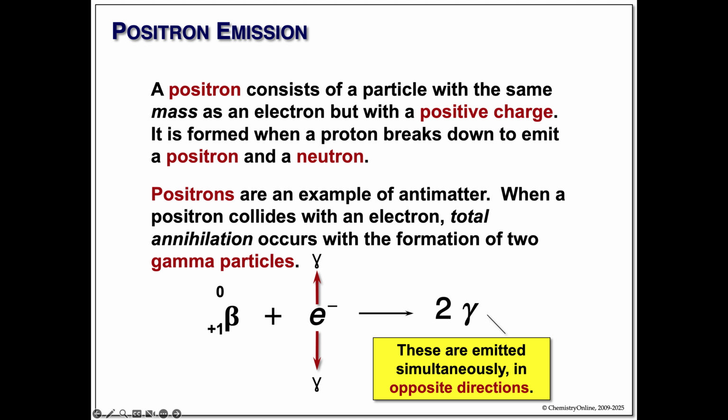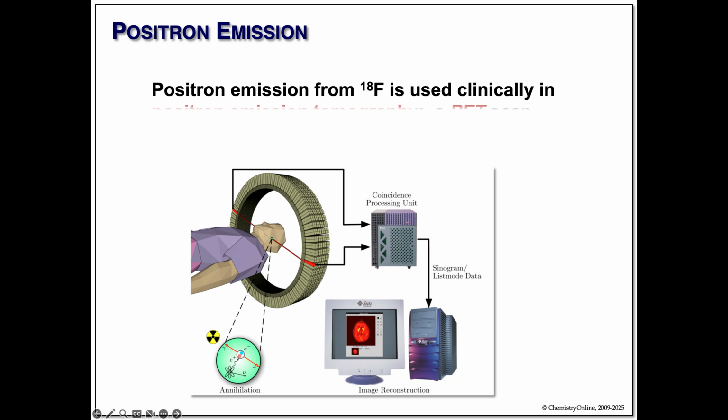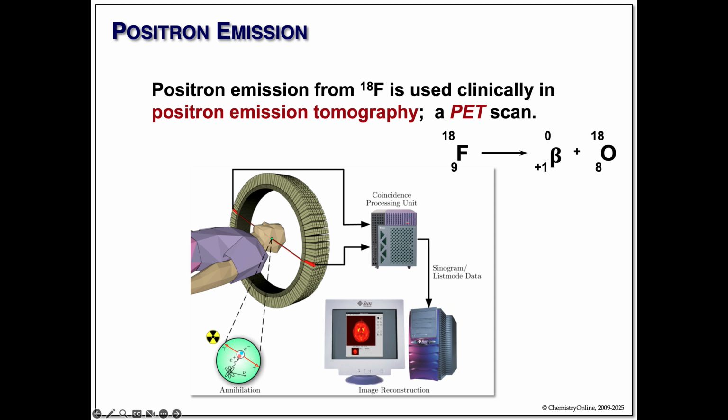Somebody figured out that this would be a great diagnostic tool and came up with the concept of positron emission tomography, a PET scan. In a PET scan, you're going to take an isotope that releases a positron. Typically, you incorporate it in a sugar.